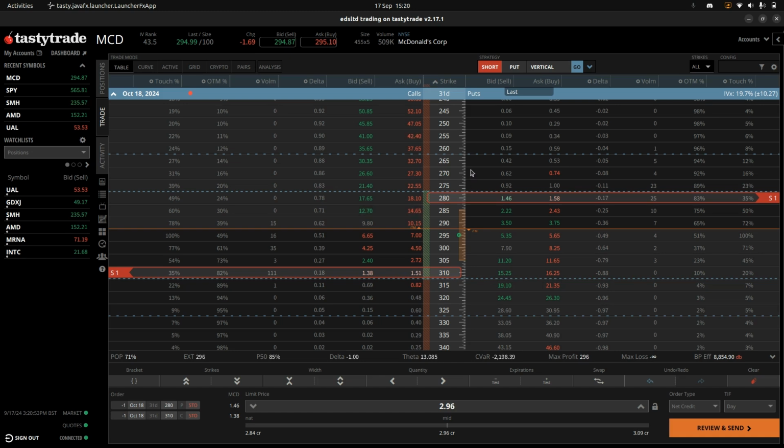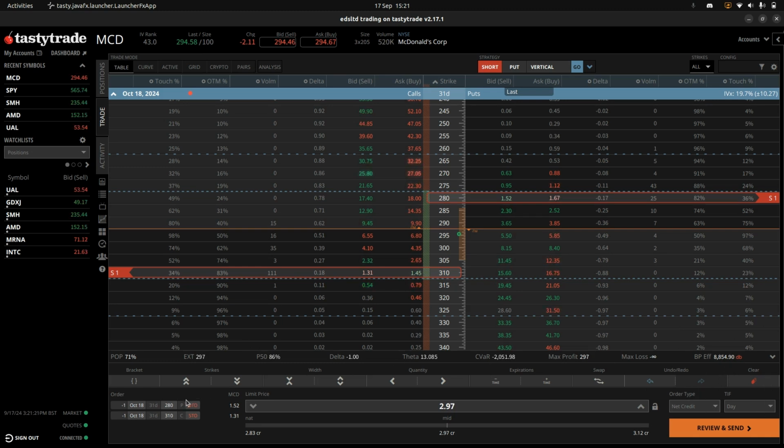Okay, so what do the numbers look like on this position? We'd collect $2.96 up front times 100 because there's 100 shares per contract. So that's basically $300 up front, and it would require $8,500 in buying power to maintain this position. Don't worry, I know that might look scary, we're going to go over how you can do this with a small account as well.